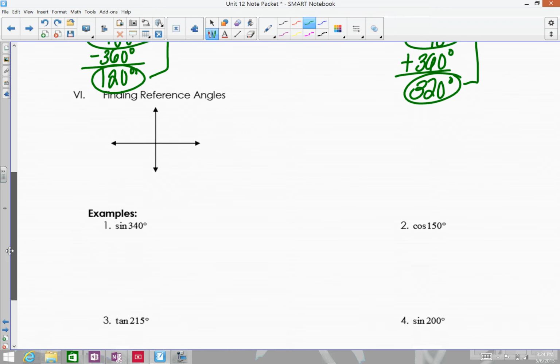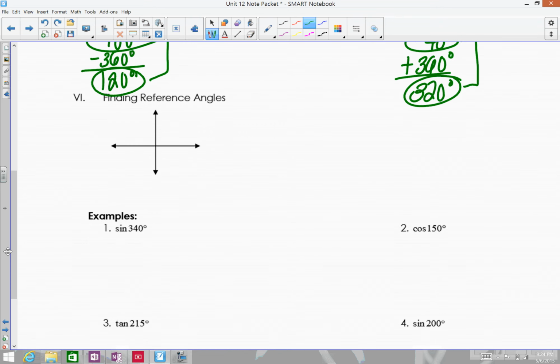So the next thing to look at, again talking about these reference angles, is being able to use this whole idea of reference angles, coterminal angles, and our unit circle and our special right triangles to come up with exact values. So not decimals, but exact values. So what we're going to look at here are our reference angles.